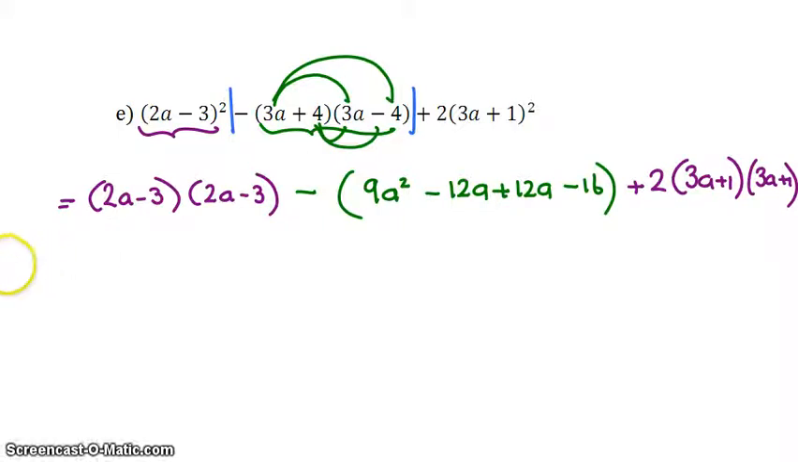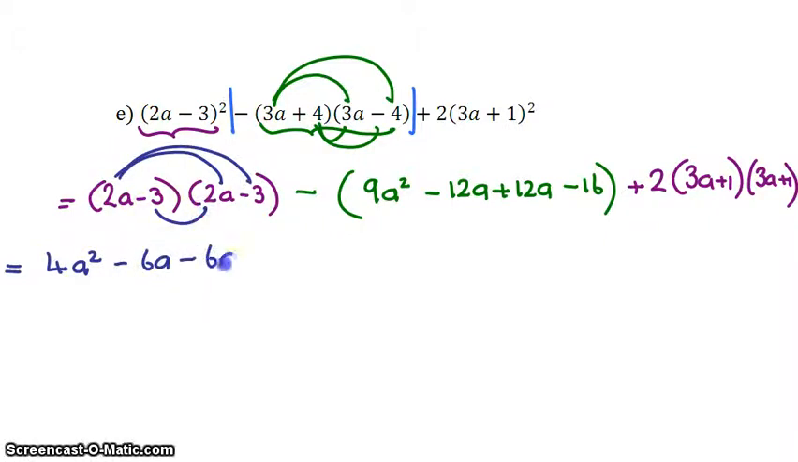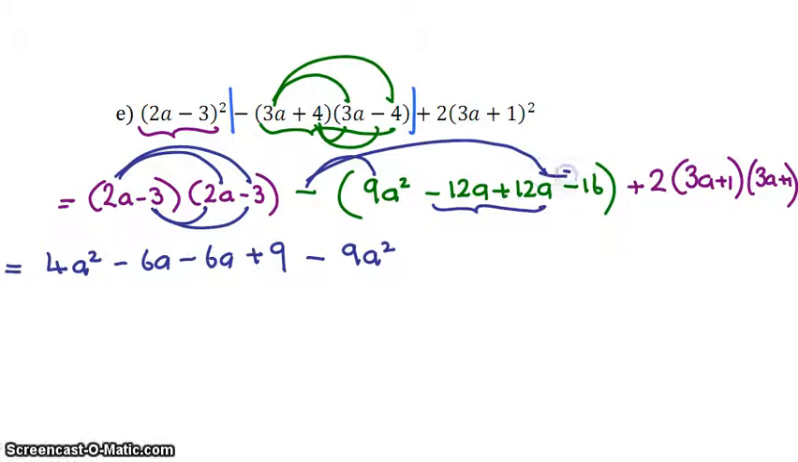Right, so all of this looks very doable. My first binomial times a binomial will give me 4a squared minus 6a minus 6a plus 9. Now I can multiply in my negative. As soon as I've written down minus 12a plus 12a, I know that is going to cancel. So actually this becomes minus 9a squared, but those two cancel each other out, and I've got plus 16.